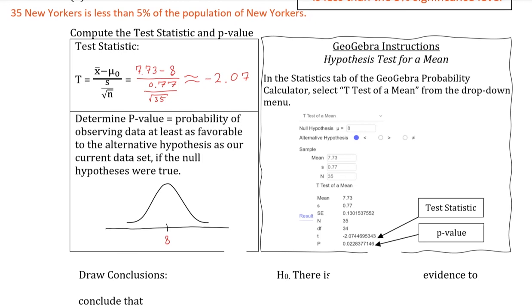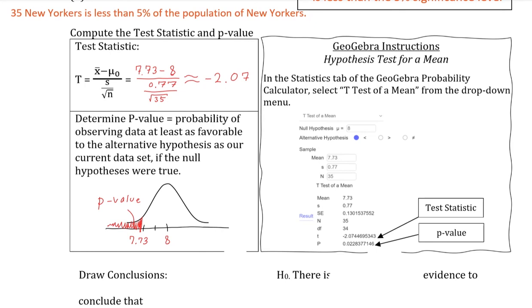To determine the p-value, which again is the probability of observing data at least as favorable to the alternative hypothesis as our current data set if the null hypothesis were true, what we're trying to find is 7.73 in relation to 8, which we know is a little bit more than 2 standard deviations below 8. So I'll indicate 2 dashes for 2 standard deviations, and I will label 7.73 a little bit more than 2 standard deviations below. What we're trying to find here is a shaded region beyond 7.73 to the left. This is going to be our calculated p-value.